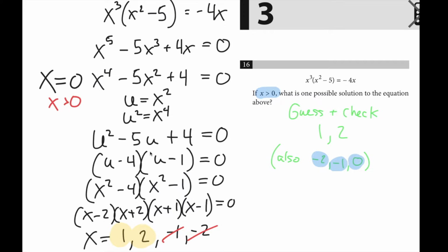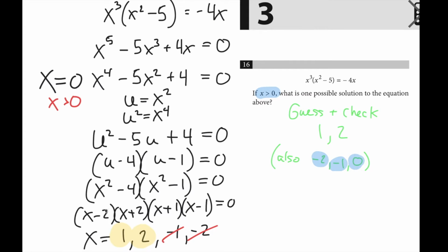Now we can factor it. If you wanted to, you could also use the quadratic formula. I think factoring is straightforward enough, so we get u minus 4, u minus 1. Now that it's factored, we can back substitute and remember that u is equal to x squared. x squared minus 4, x squared minus 1.